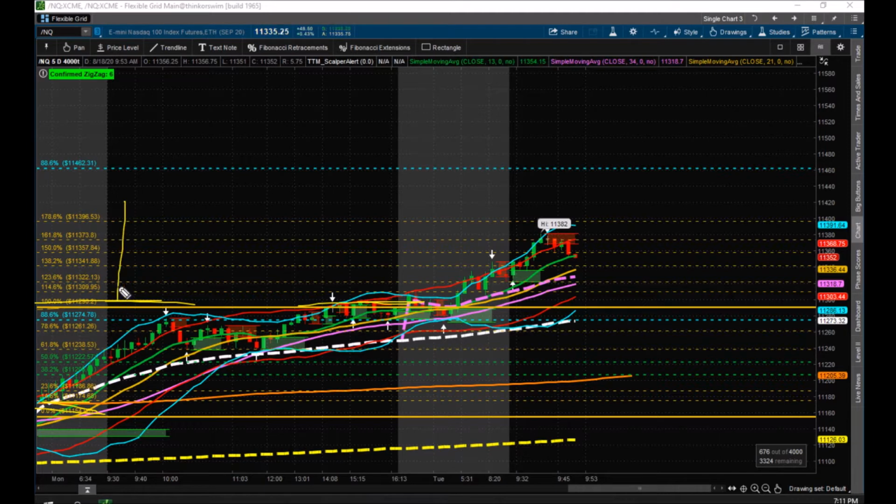This is going to be your target levels if it goes on the upside, and then if this is your 100 level here, these are going to be your levels going down to the downside if it breaks below this area here.